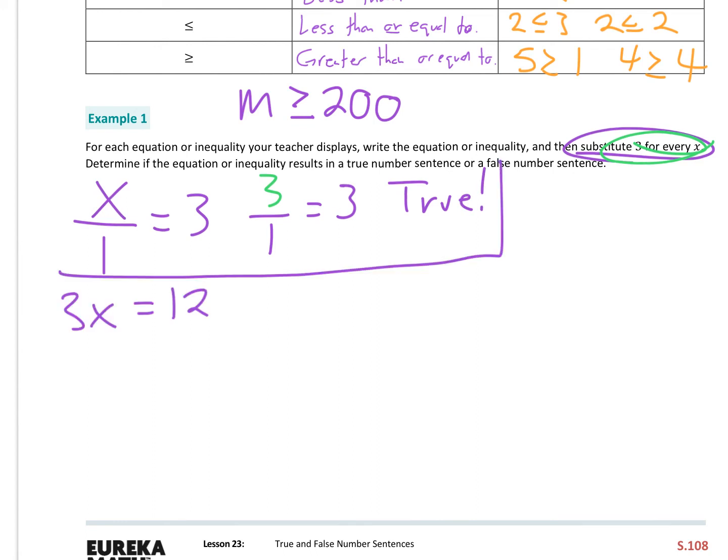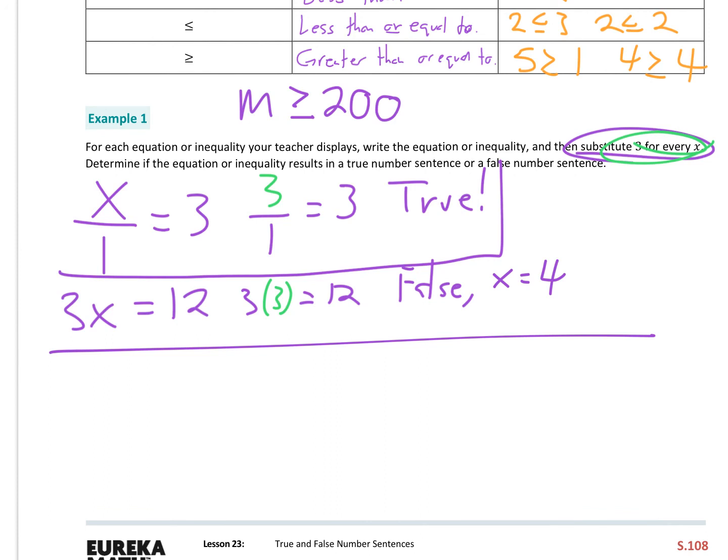Here's a second example. So 3 times x equals 12. We want to find out if that's true. So we could say that that's going to be 3 times 3, right? We're substituting our 3 in for x for these examples. And does 3 times 3 equal 12? No, that is false. But what value could we use for our x that would equal 12? Well, I know that 3 times 4 is 12. So x could equal 4. If x equaled 4, then that would work.